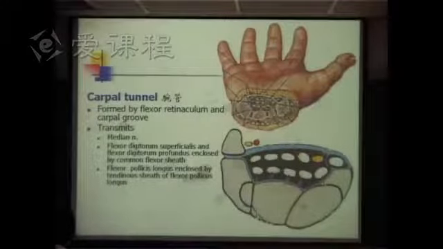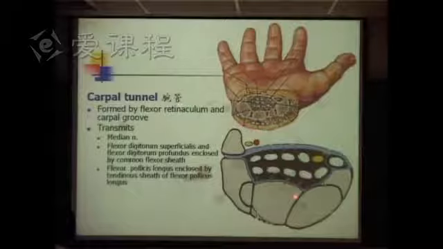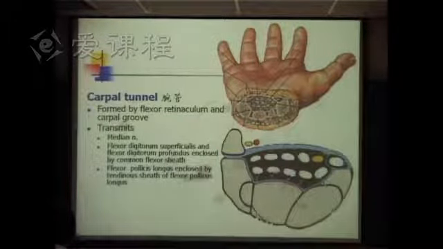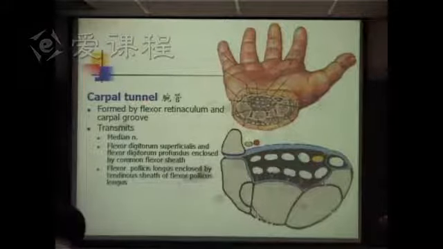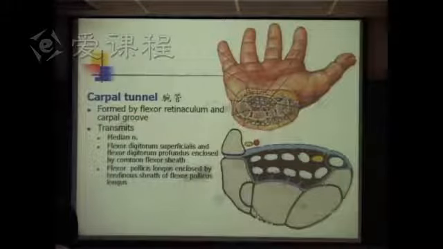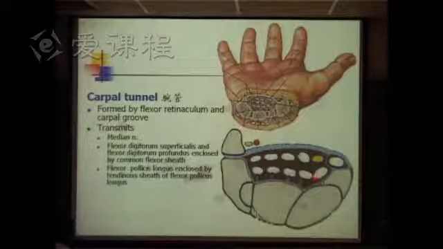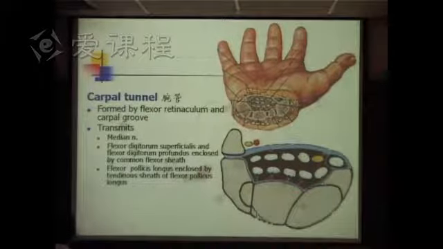And here we should study the important structure in the wrist. It's called the carpal tunnel. The carpal tunnel is formed by the flexor retinaculum and the carpal groove. Here is a tunnel. What structures pass through the tunnel? You can see them here.